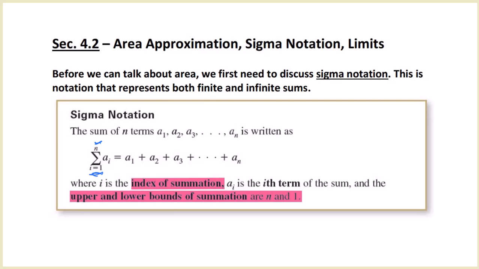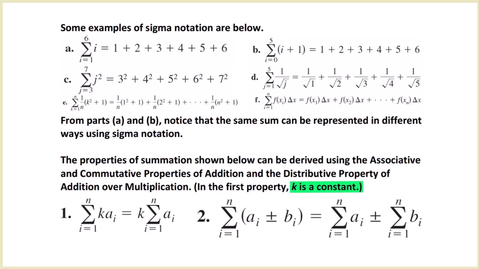This is something that you might want to go back and look at again. It's a little strange the first time you see it. Okay, so let's look at some examples. If you look at A, that's saying we're starting at 1 and going to 6. And so notice what's happening. Each one of those numbers from 1 to 6 is taking the place of i. i is just a placeholder.